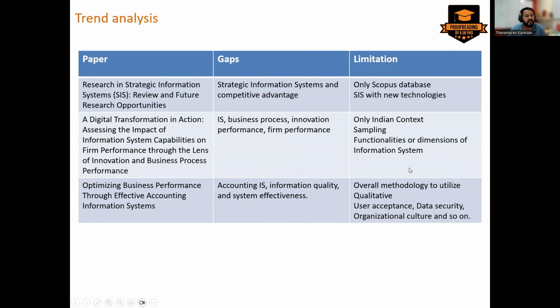Then these are all the limitations. Only Scopus database used, strategic information system never explored with new technology. This one is only in the Indian context, not explored in other countries. Sampling is a problem. Functionalities or dimensions of the information system not explored. Overall methodology is bad in this paper. User acceptance and data security not explored. Can use qualitative. These are all limitations.